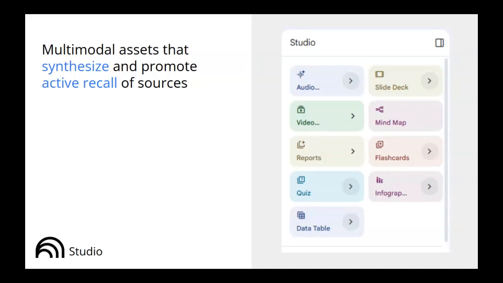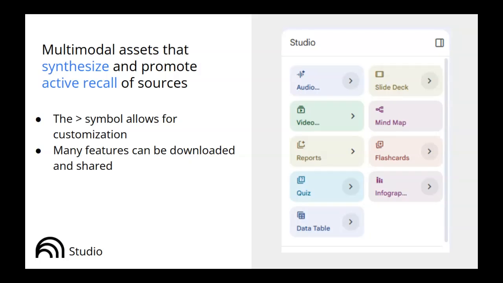One of the originals, when it first started, there were only maybe 2 or 3 different things it could do, was audio. And we're going to take a look at the audio in a second. One thing to remember also is you see that little greater than symbol. Each one of those means it leads to another menu where you can customize. I'm going to show you what those menus look like. Several of these can be downloaded. Some of them, however, you can only use within the notebook.